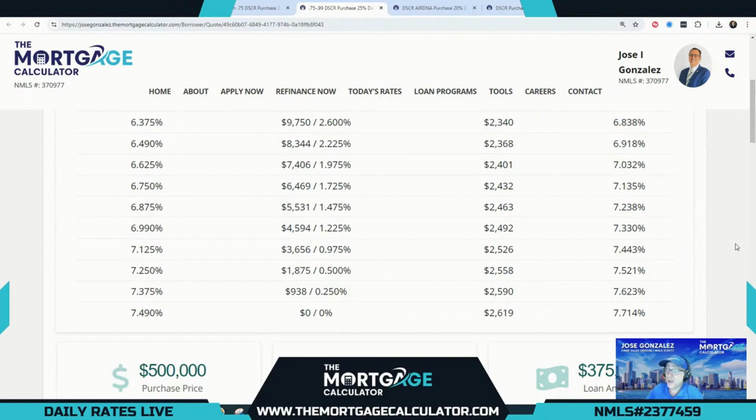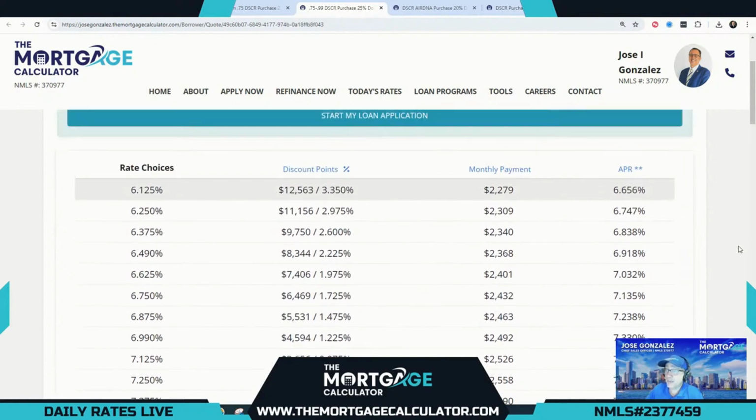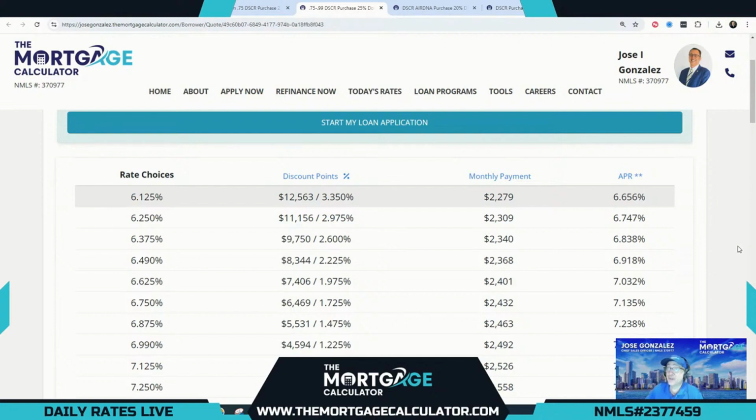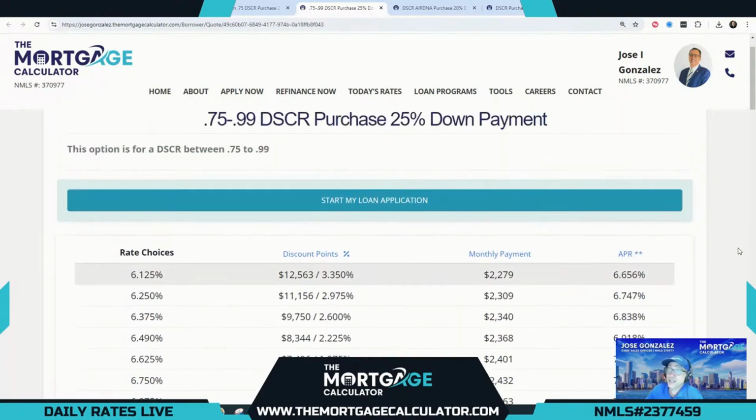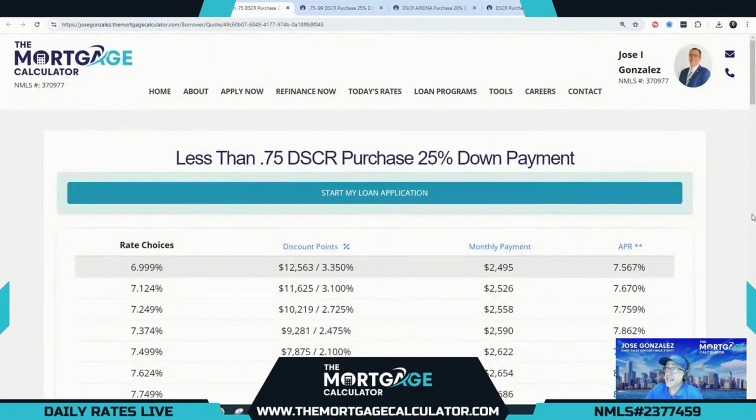7.49 is your lowest cost option at par, which is absolutely amazing considering you can go to 6.125 as your lowest rate option, and you are not even at 100% covering the housing expense. So that is amazing. And it gets better.